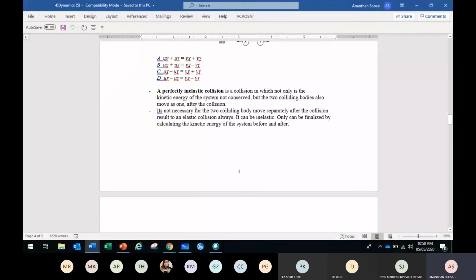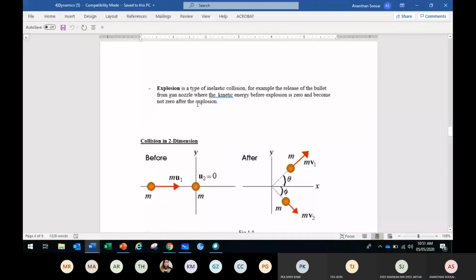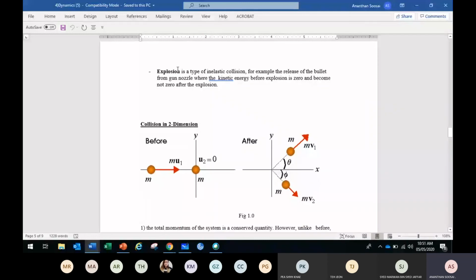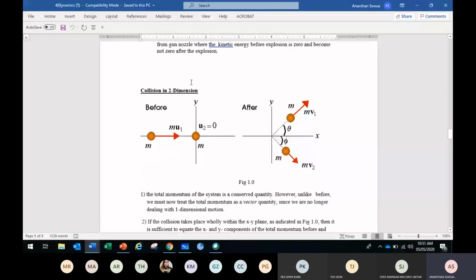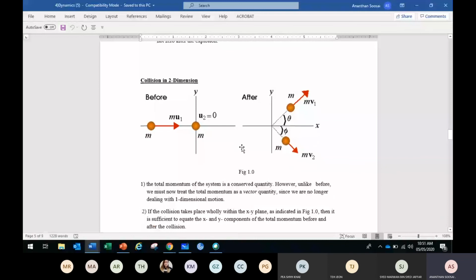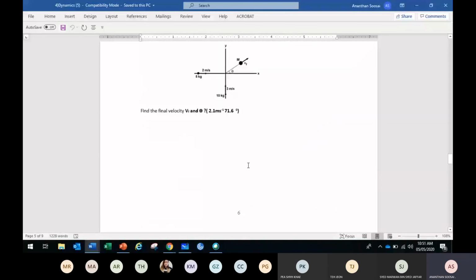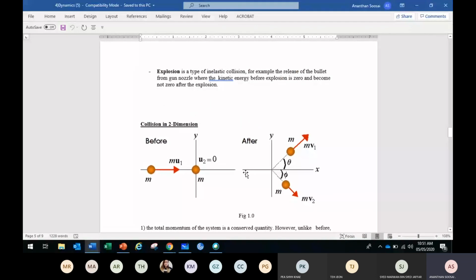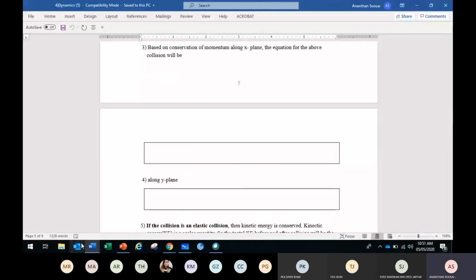We're done with the inelastic collision, where kinetic energy is not conserved. And we are also done with the explosion. Before is zero, after the collision there is a value. The one we still have left is collision in two dimensions. This is what we're going to do next class, another 1 hour. An object collides, and after collision it might go in 2D. One can go up, one can go down. So how will the velocity and momentum be? That is our discussion for the next class. Today you derived U1 minus U2 equals V2 minus V1, and we did plenty of questions on how momentum is used. Any problem today? Understand?